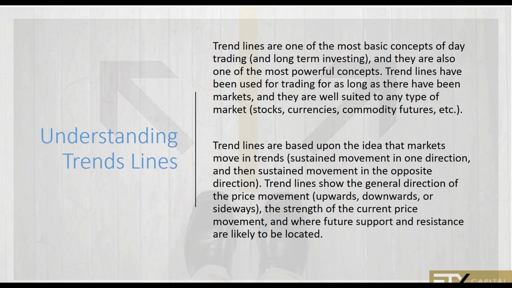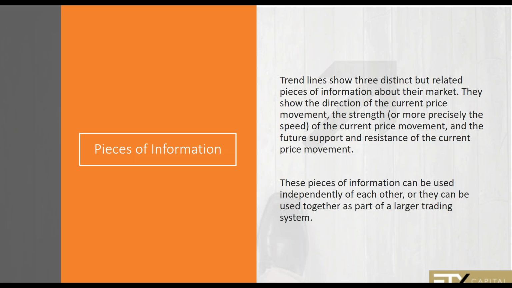Now, technical analysis can be as advanced as you want, or be limited to just reading your chart, understanding what that bar is trying to tell you, and putting your trend line on there. Now, trend lines show three distinct but related pieces of information. They show the direction of the current price movement, the strength, or more precisely the speed, how deep the trend is, of the current movement, and future support and resistance.